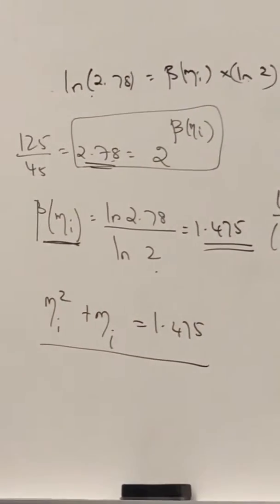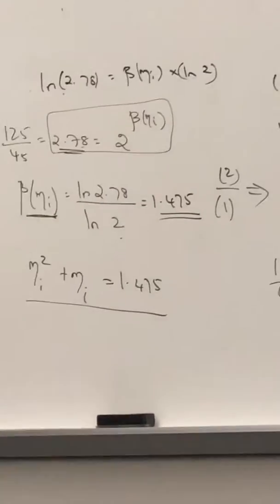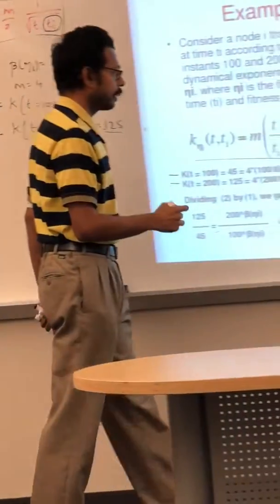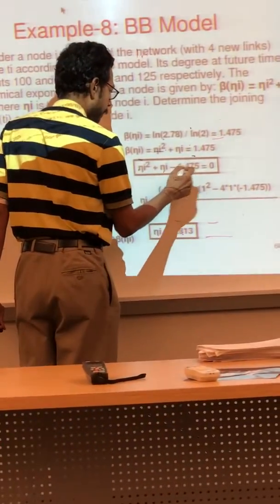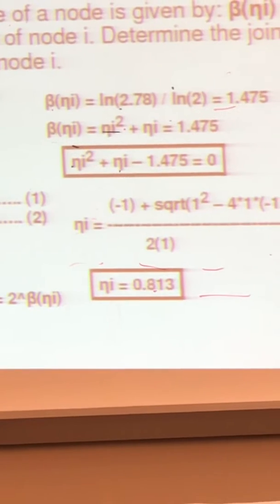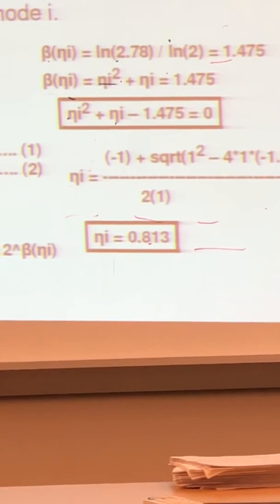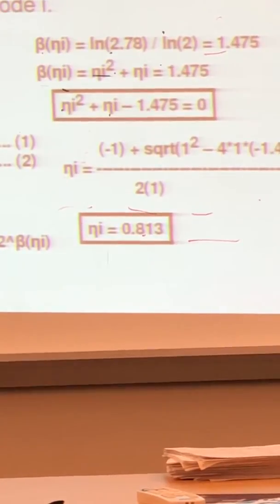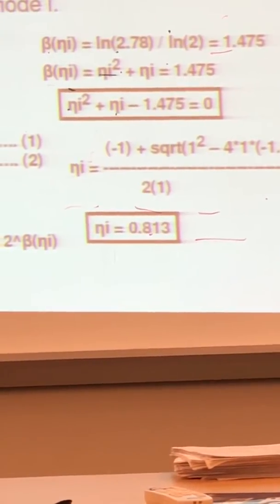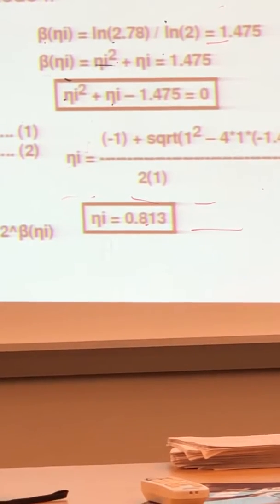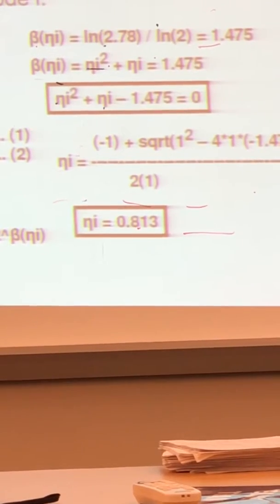So you have to solve this like a quadratic equation. Okay? So if you bring this to the other side, it is eta I squared plus eta I minus 1.475 equals 0. So how would you solve a quadratic equation? Minus b plus or minus root of b square minus 4ac, by 2a. Yeah, okay, that's over there.